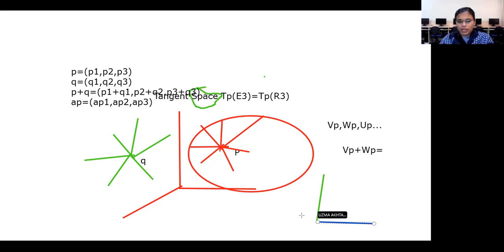Actually, if it was a live lecture, I would ask what will be the resultant of these two vectors. Suppose this is a point of application P and this is a vector, BP, and this is your second vector, say WP. So the resultant vector will be in the direction, say, here.